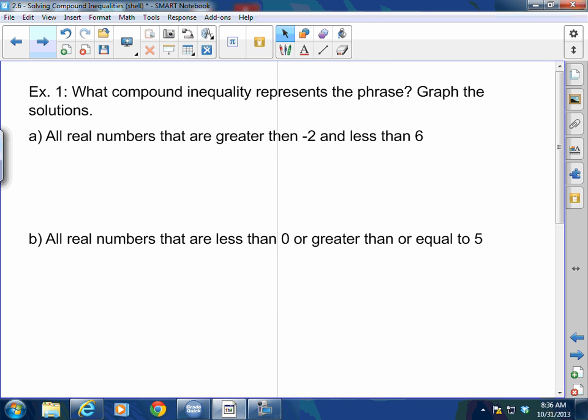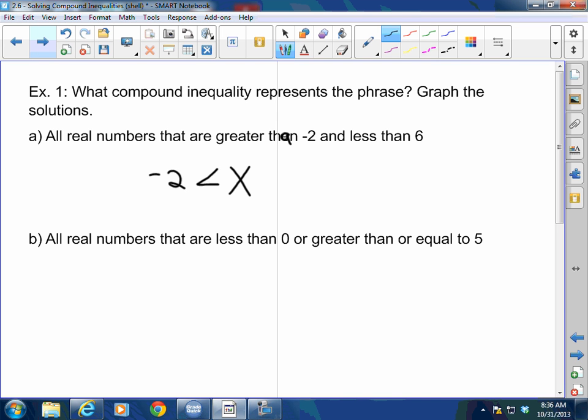What compound inequality represents the phrase, graph the solution? All real numbers are greater than negative 2 and less than 6. Well, let's think about that. First of all, the x goes in the middle, correct? And it says all real numbers that are greater than negative 2. So x has to be greater than negative 2 and less than 6. Does that make sense?